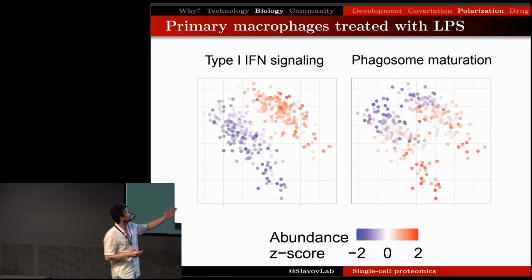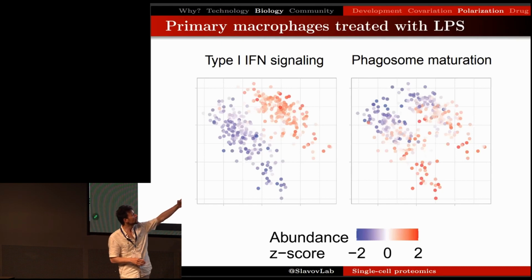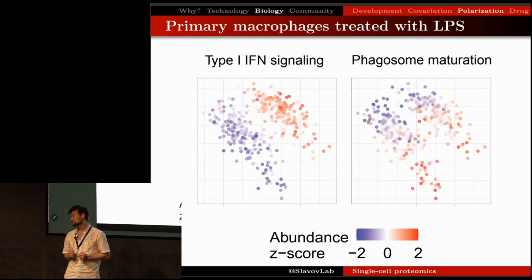And we can see that in the non-stimulated cells, the proteins are uniformly low. In the stimulated macrophages, they're uniformly high. And you didn't need single cell protein measurements for that. That's sort of the textbook expectation. Those cells are similar, they react in the same way. But if we look at phagosome maturation, we see exactly the opposite. We see that the differences are not between treatment categories, but they're within a treatment group.